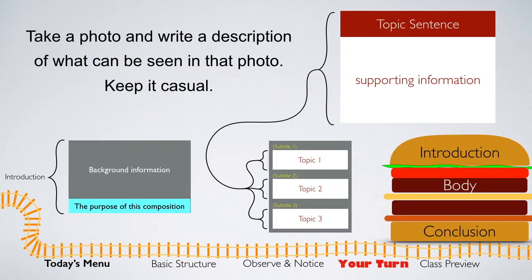Okay, so now it is the time you've all been waiting for. Your turn. Your task for this week is to take a photo of something and then provide a description of what can be seen in it. Keep the main points from our previous lessons in mind as you are writing, but try to spend a little extra effort on getting those topic sentences strong. Like the composition we saw this week, I'd like you to keep it fairly casual and easy to read.